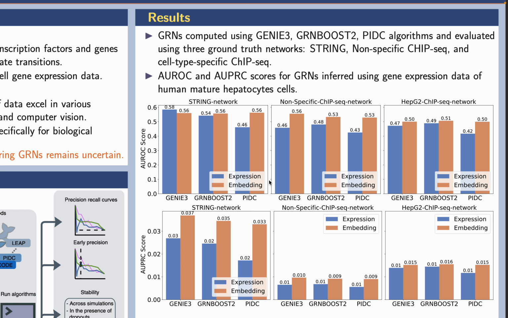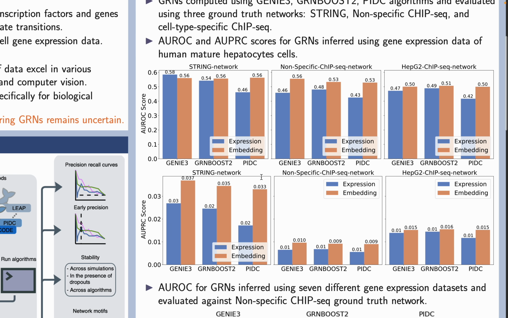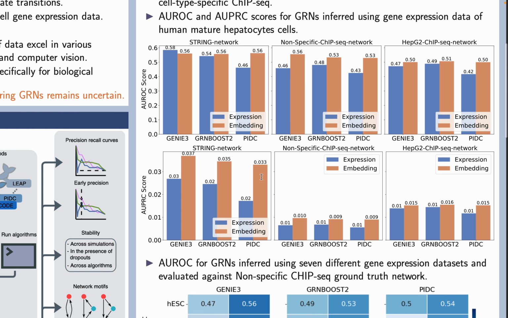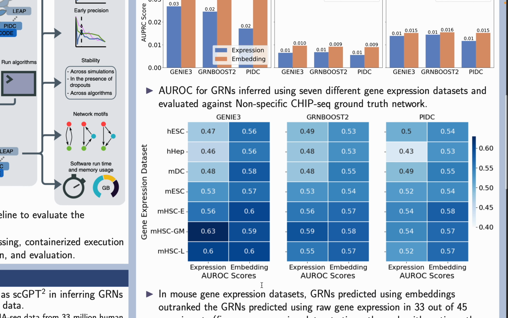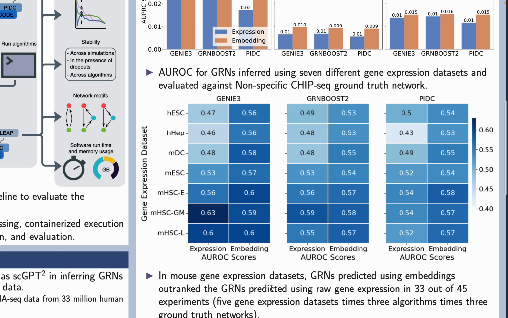cell type. Additionally, the study looked at AUROC scores for GRNs inferred using seven different gene expression datasets and evaluated them against the non-specific ChIP-seq ground truth network. This gives a broader sense of performance of the GRN inference algorithms across multiple datasets.